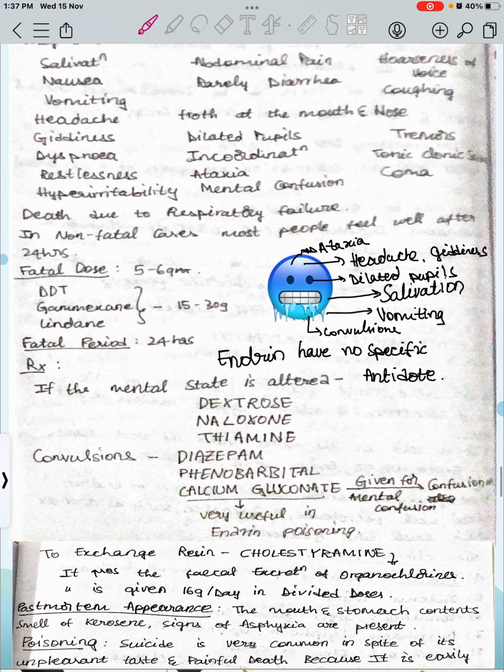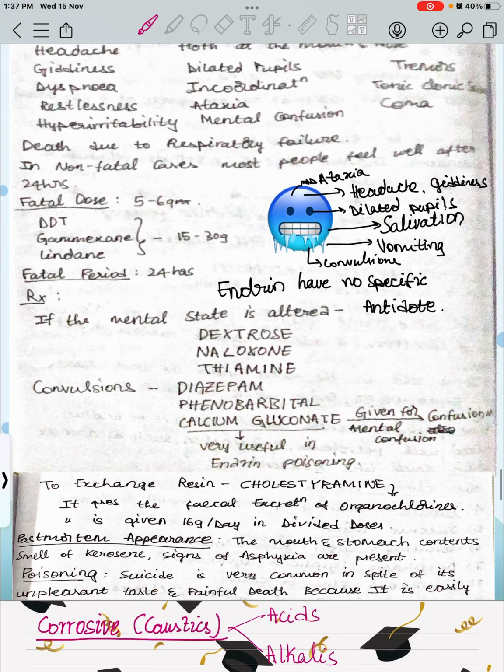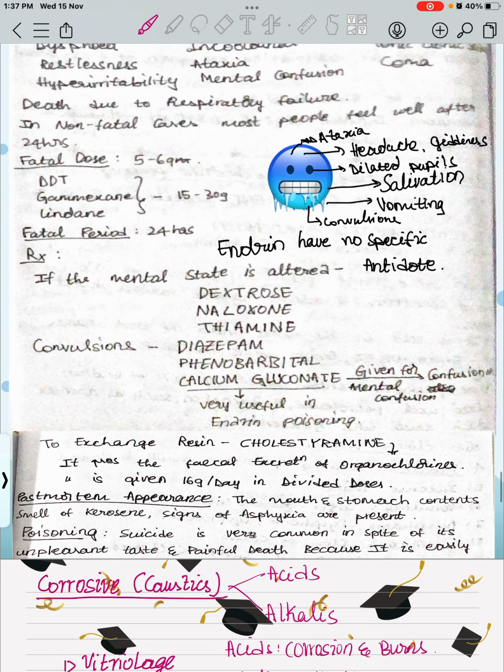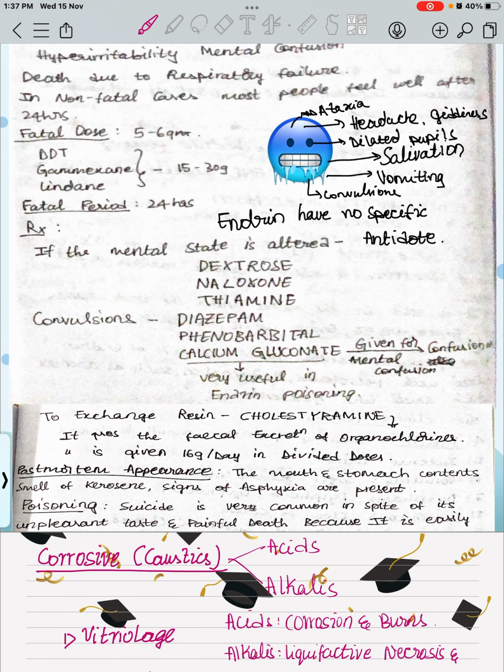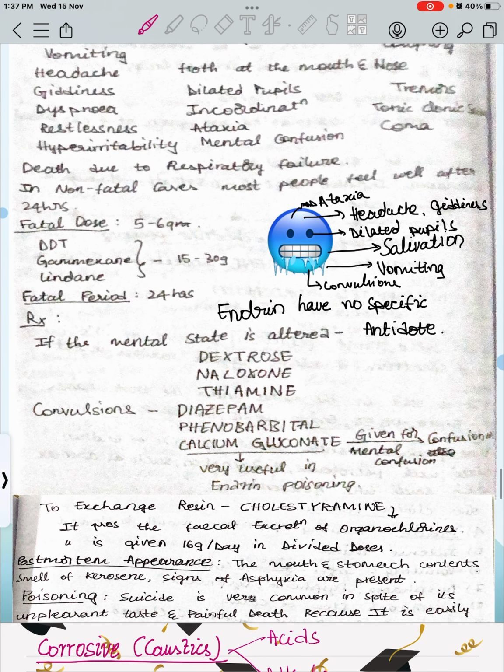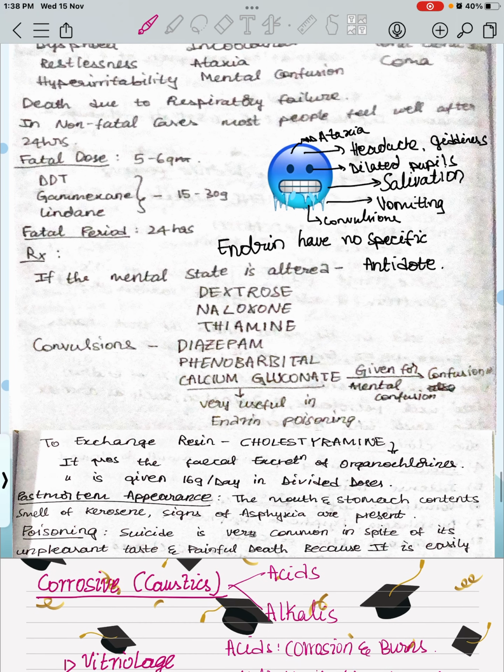Fatal period is 24 hours. Let us discuss the treatment part. Endrin has no specific antidote. If the mental state is altered, we will give dextrose, naloxone, thiamine. For convulsions, we will give diazepam, phenobarbital, calcium gluconate.